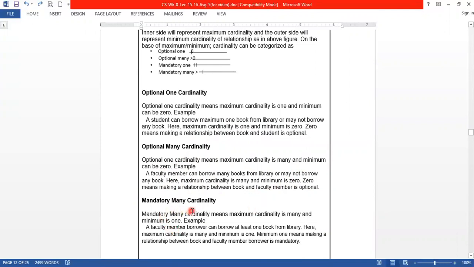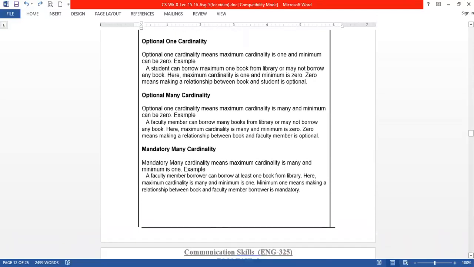Mandatory many cardinality means maximum cardinality is many and minimum is one. इसमें हमारे पास optional नहीं है, zero नहीं है. Its minimum is one. Like one faculty member can borrow at least one book from the library, and maximum is many. So minimum one means making a relationship between the book and faculty member is mandatory. So this is mandatory many cardinality.